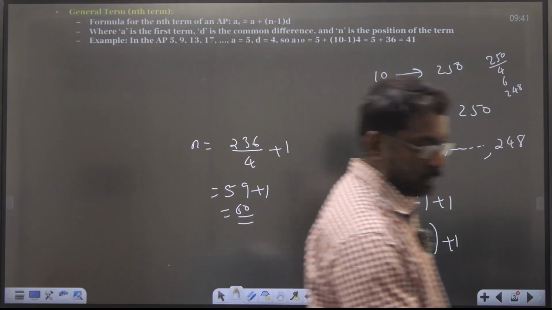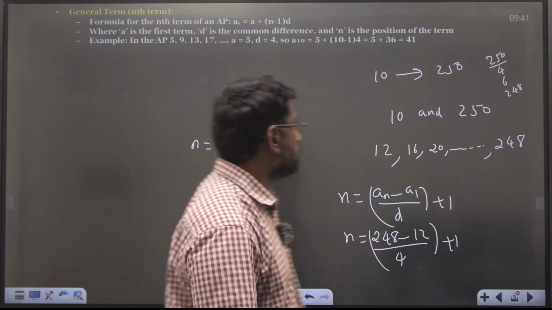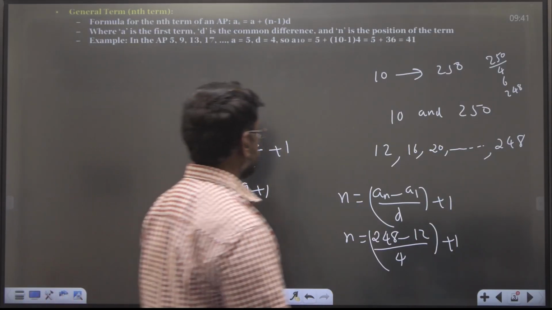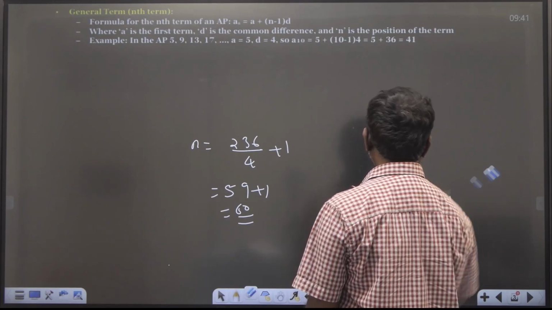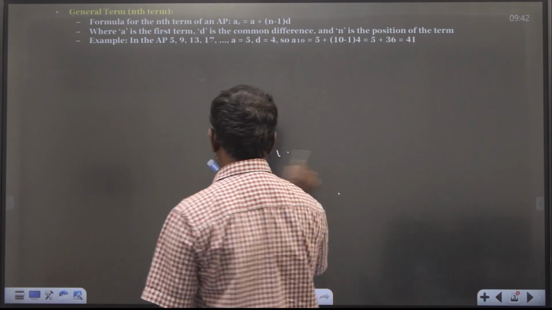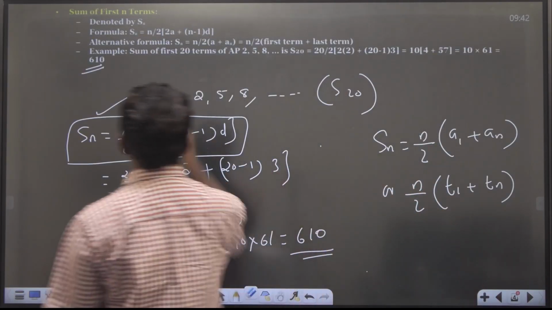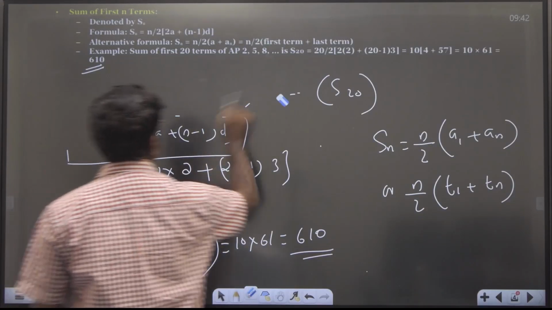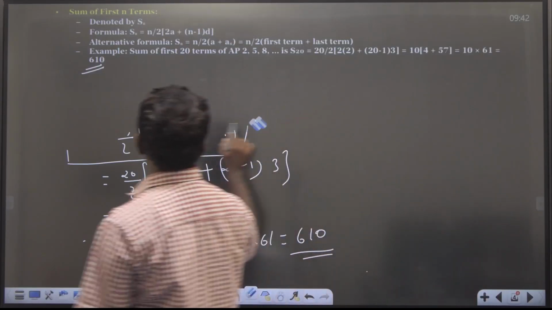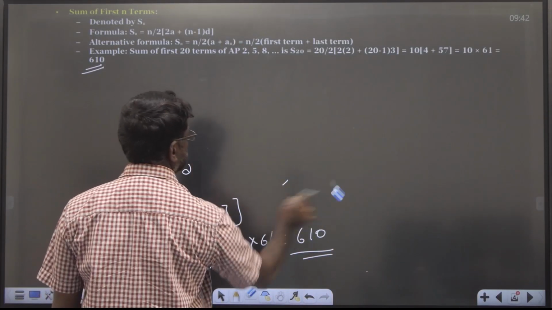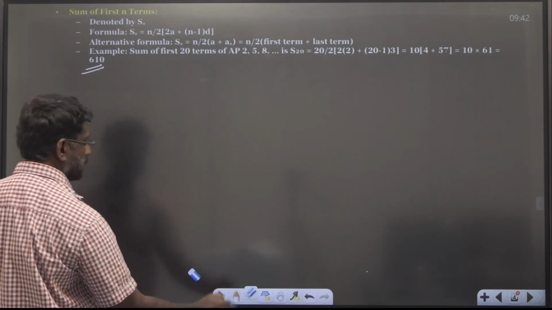Now we are going to discuss some questions from the sum of n terms of an AP. Already we discussed the formula for finding the sum to n terms of an arithmetic progression. Here, Sn is equal to n by 2 into (2a plus (n minus 1) into d), or another formula, n by 2 into (first term plus last term).